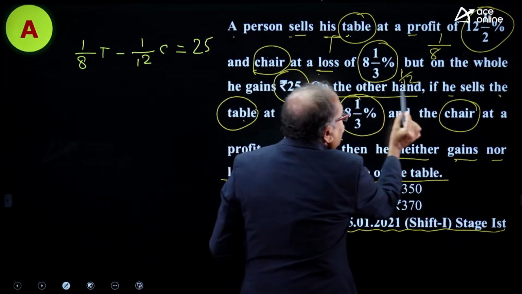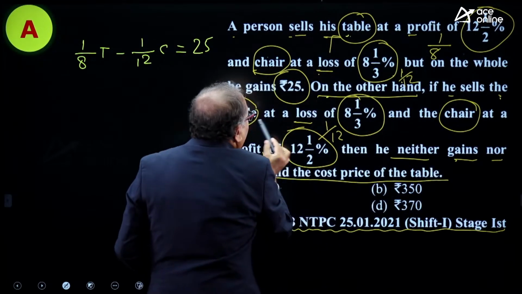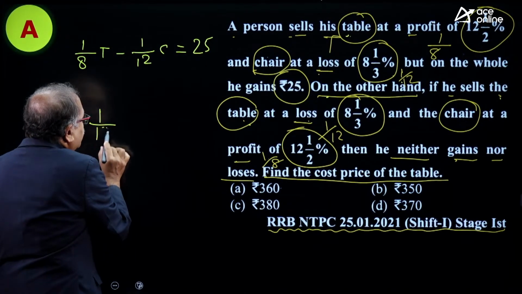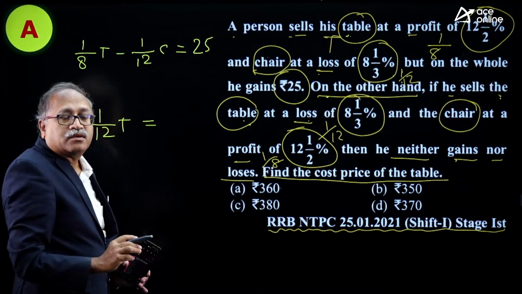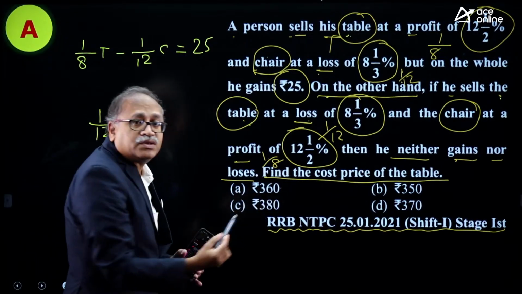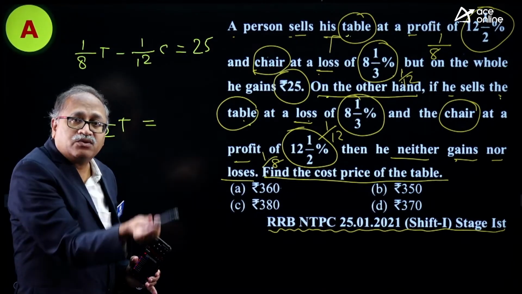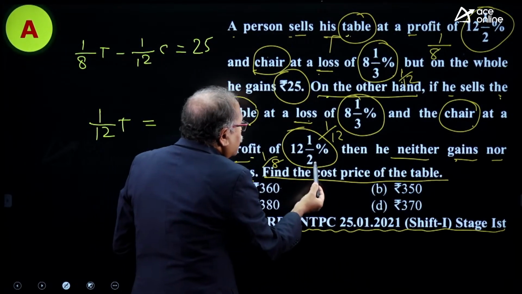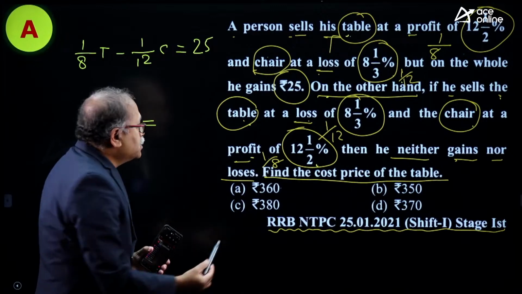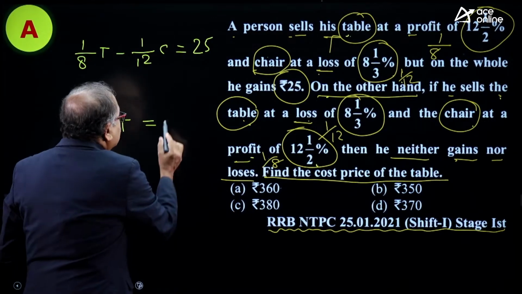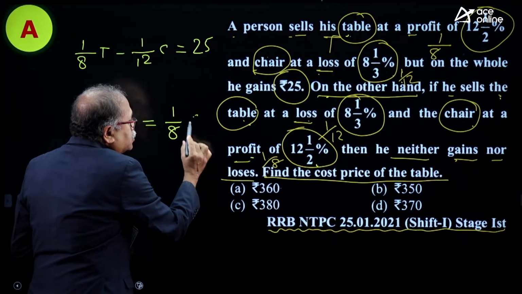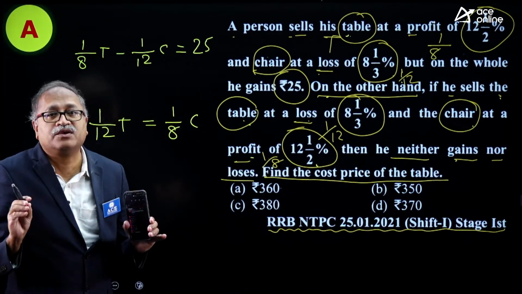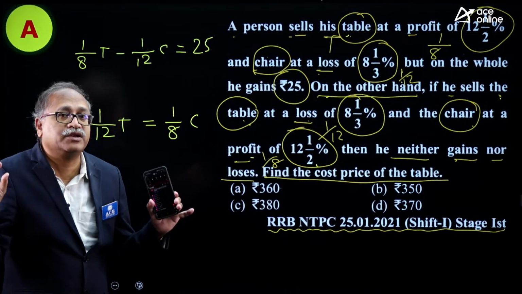The second one is, on the other hand, if he sells the table at a loss of 1/12, so 1/12 of the table, then there is no loss and no profit. That means loss is equal to profit. So here the chair profit is 12.5%, which is nothing but 1/8. So it is equal to 1/8 of the chair. Deepak has clearly put up these two equations. He understood the moment I read the question.